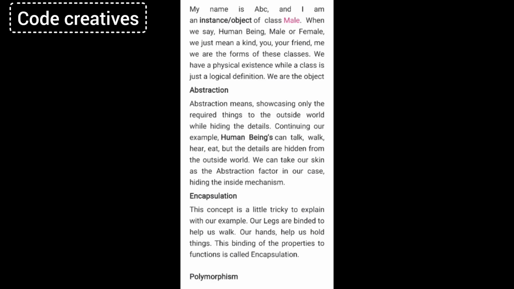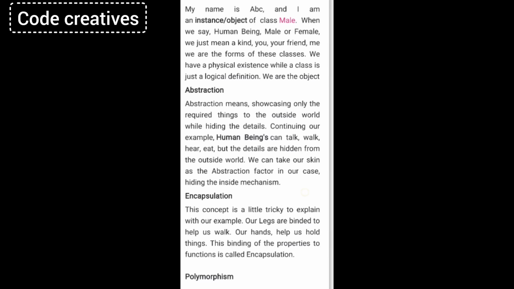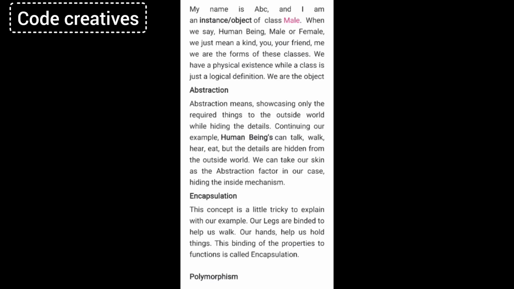Now let's discuss objects. For example, my name is ABC and I am an instance, or the object, of the class male. So when we say human being, male or female, we just mean a kind. You, your friend, me, we are just the form of these classes. We have physical existence while a class is a logical definition. So we are the objects.